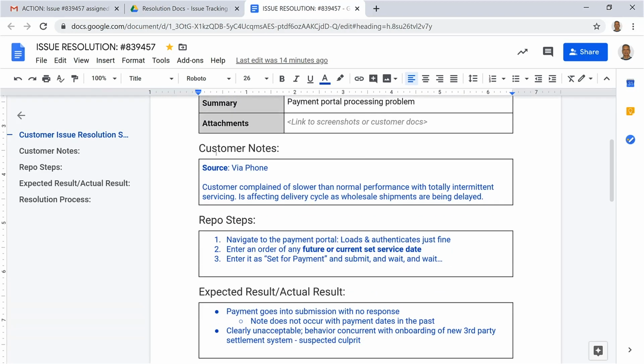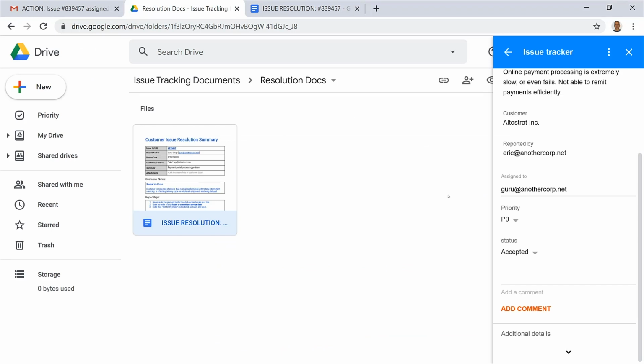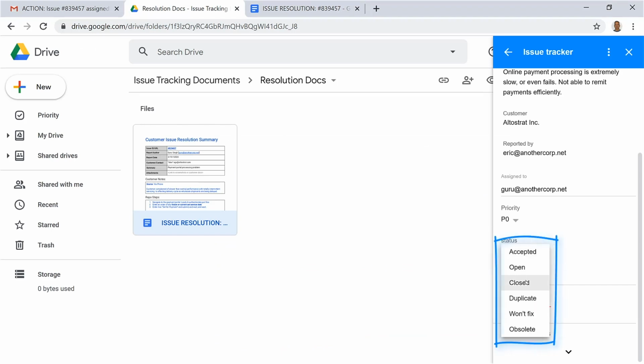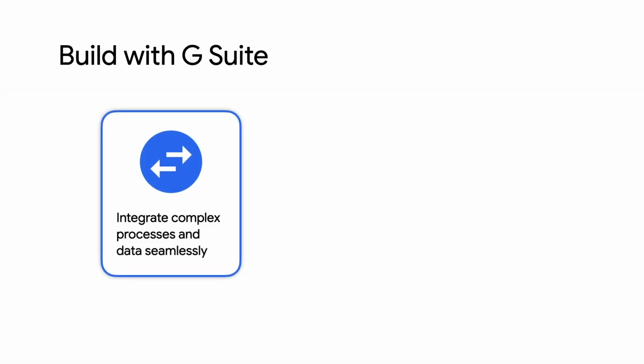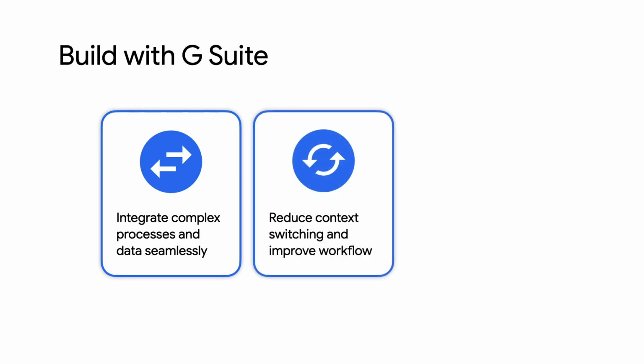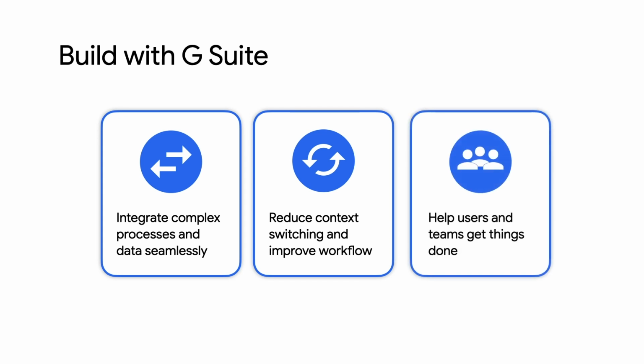So after a quick scan of the doc to make sure it's all complete, Guru can access the add-on in Drive and change the status to closed without ever having to leave G Suite. And that's it, problem solved. As you can see, G Suite enables developers to provide solutions that can integrate complex processes and data seamlessly into G Suite. The solutions you can build can reduce context switching, improve workflow, and make it easier for users and teams to get things done.